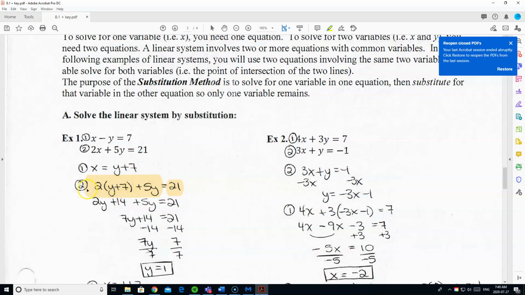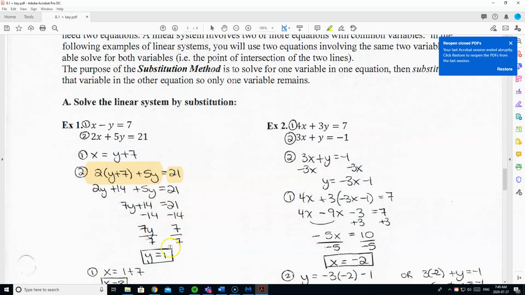Okay, now we have the equation all in terms of y, and you could basically use algebra and solve for y. So here we'll just do it. You multiply 2 times y is 2y, 2 times 7 is 14, plus 5y equals 21. And then what do you want to do after that? We want to get all the y's on one side. So 5y plus 2y, collecting like terms, is 7y, minus 14 on the left, minus 14 on the right. And that's what they're doing here. You get 7y equals 7, divide 7 both sides, y equals 1.